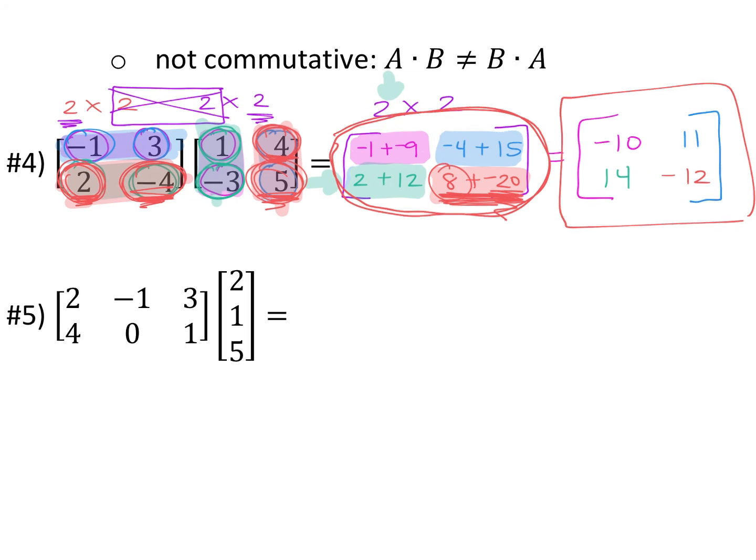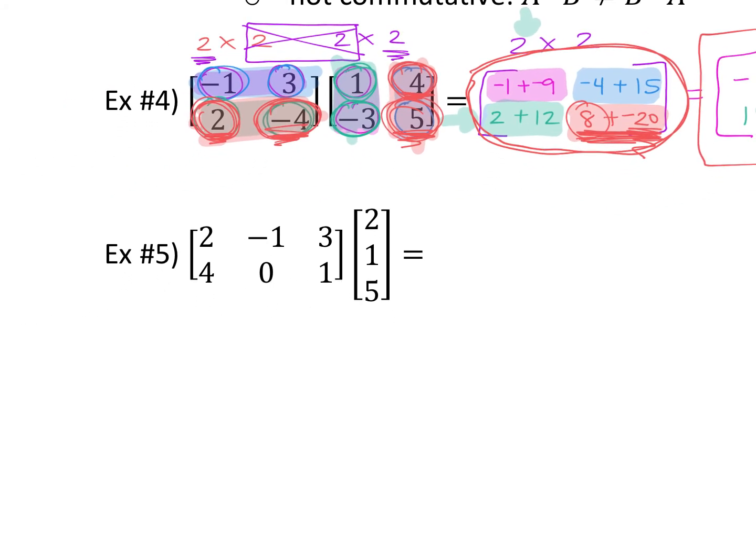Okay, take a look at this next one. Now this one looks a little different, right? They're not equal matrices. They're not the same size. What are the dimensions of your first matrix? That's a 2 by 3, okay? So you have a 2 by 3 here. What are the dimensions of that second matrix? 3 by 1. Okay, so notice our middles are the same, which is good.